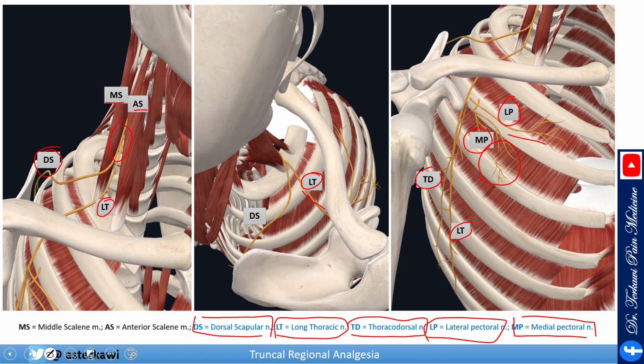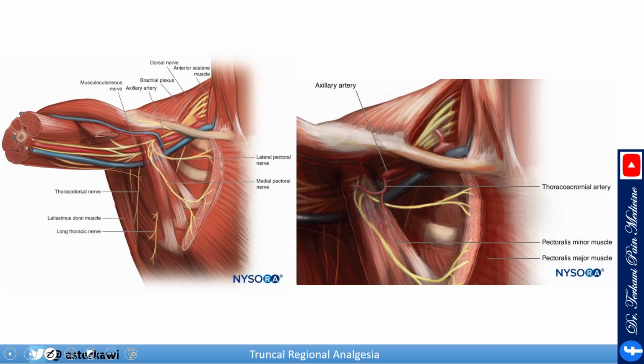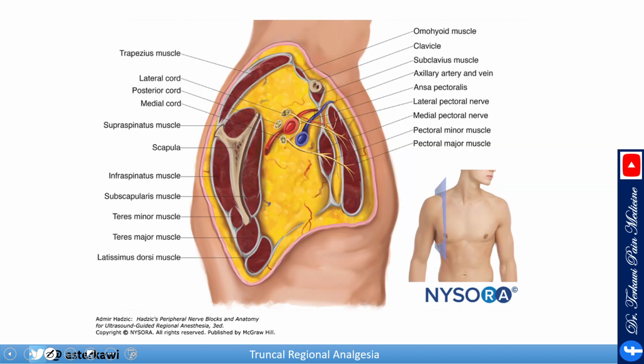So the dorsoscapular pierces scalenus medius, descends on the deep surface of the rhomboid, and supplies the rhomboid and occasionally the levator scapulae. This is another picture to show you the lateral pectoral nerve here, the medial pectoral nerve here, and how they are very close to the thoracoacromial artery, which is an important landmark when we are doing a PECS block. We'll cover that.